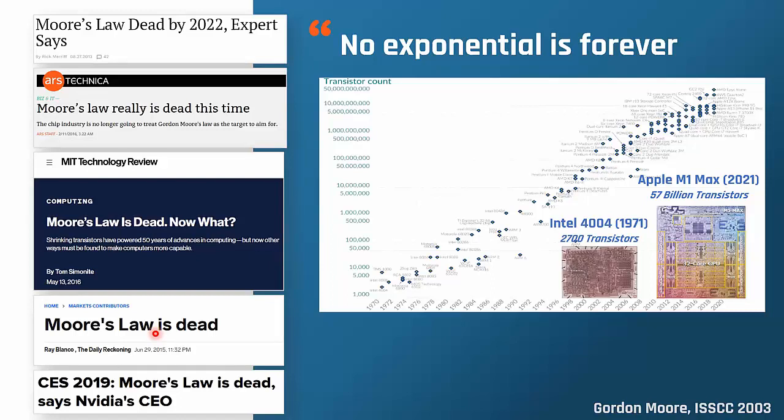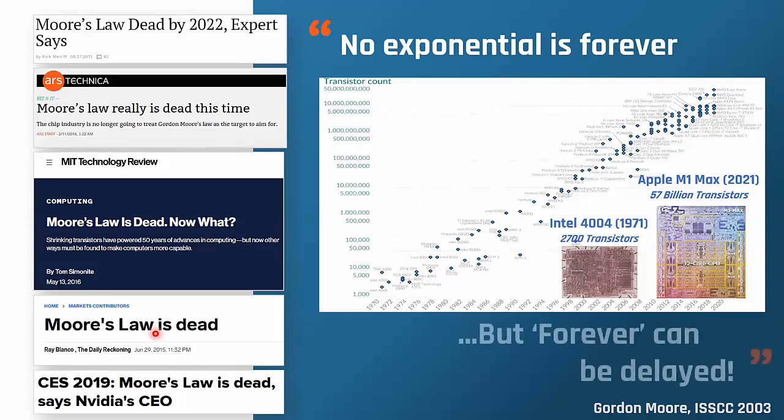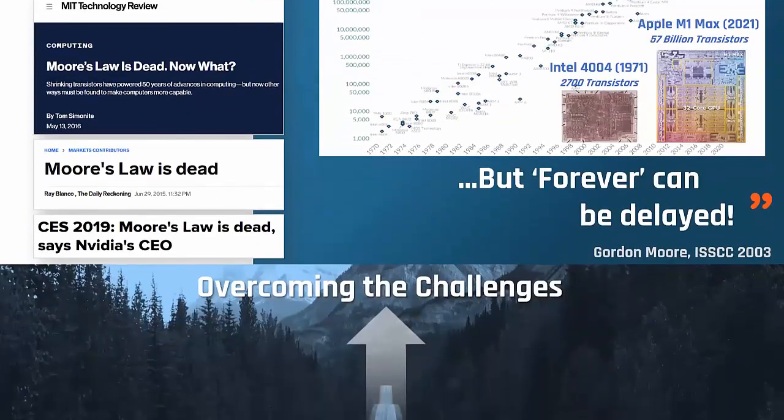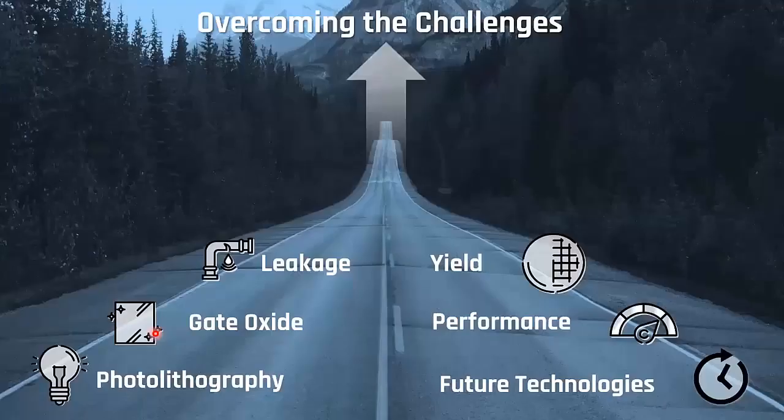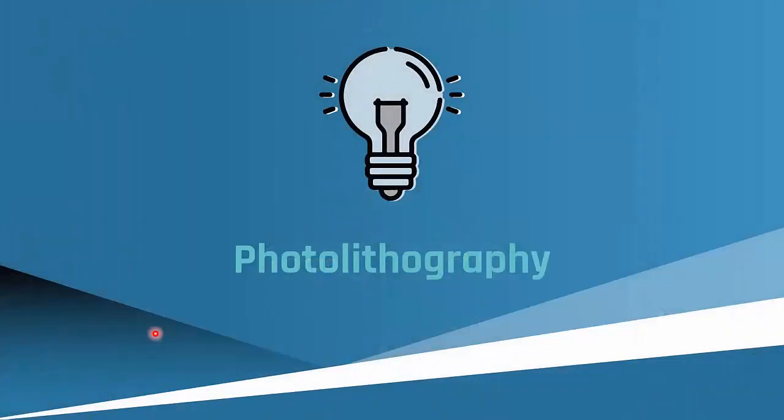And as Gordon Moore said, forever can be delayed. Okay? So no exponential is forever, but it can be delayed. And that leads me into how have we and how are we going to overcome the challenges? So we finished the history, and now we're going to the present and a little bit of the future. And we'll start with photolithography.